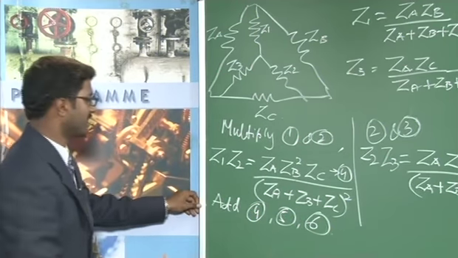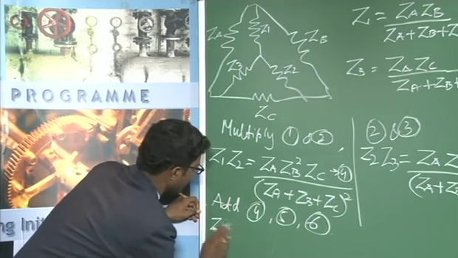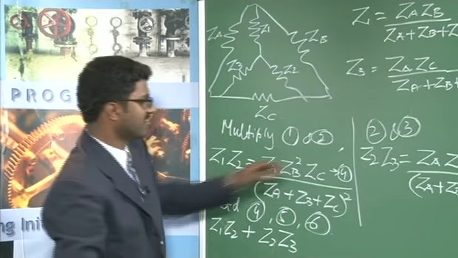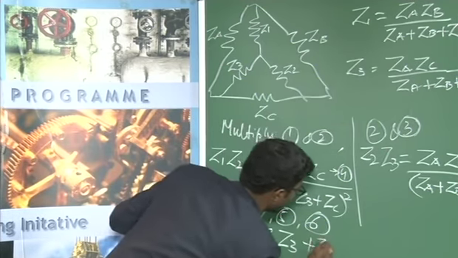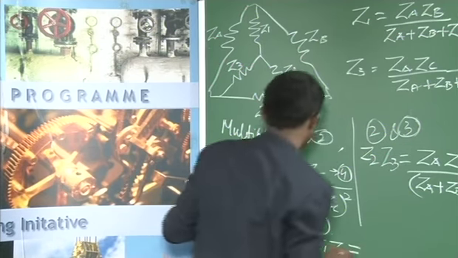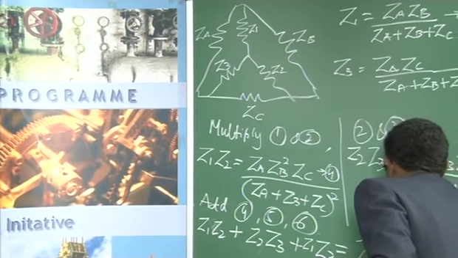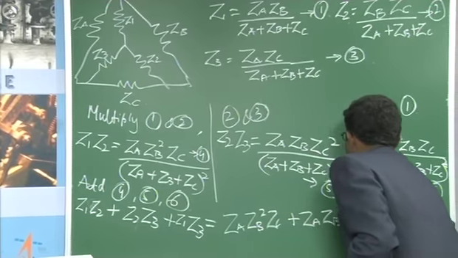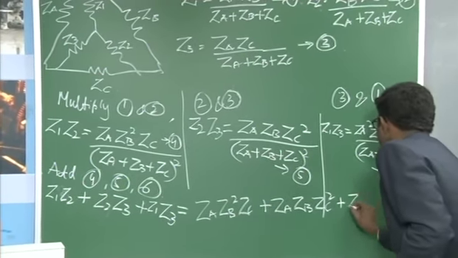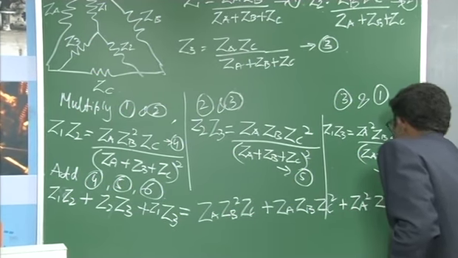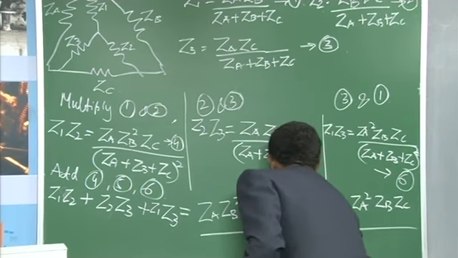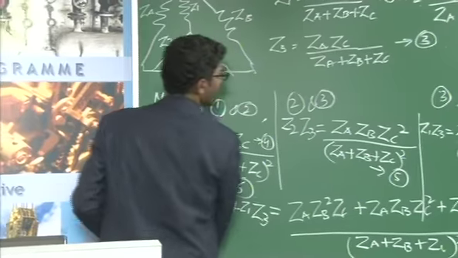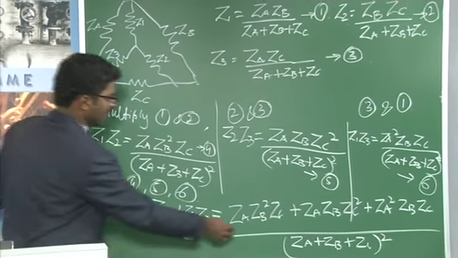Once you add equation 4, 5 and 6, it will become Z1 into Z2 plus equation 5 is Z2 Z3 plus equation 6 is Z1 into Z3, which is equal to ZA ZB square into ZC plus ZA ZB ZC square plus ZA square ZB ZC, the whole divided by ZA plus ZB plus ZC whole square. Once you get this equation, take ZA, ZB, ZC common.